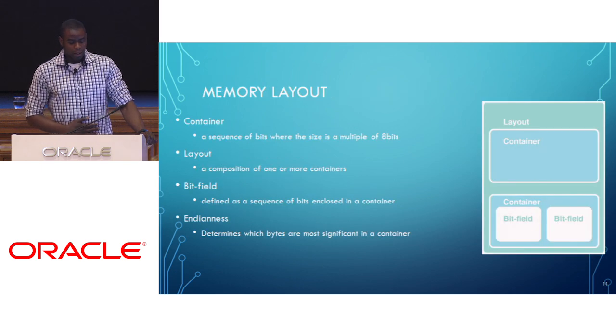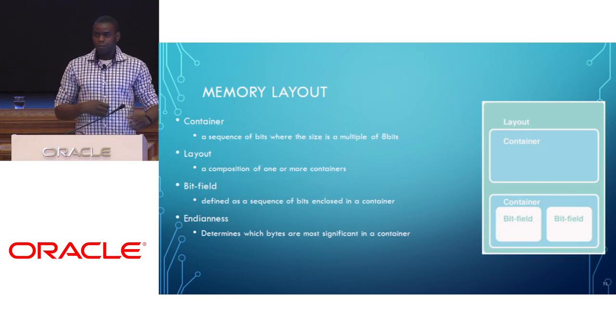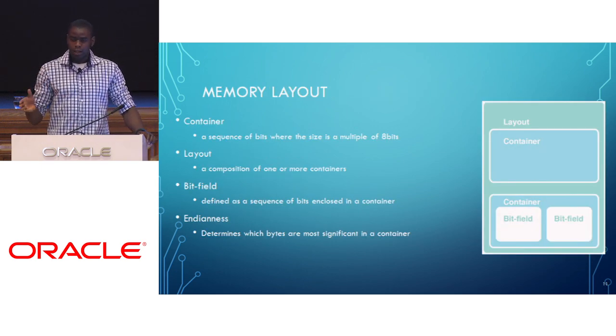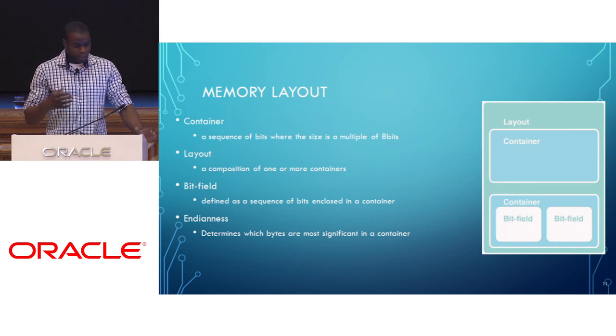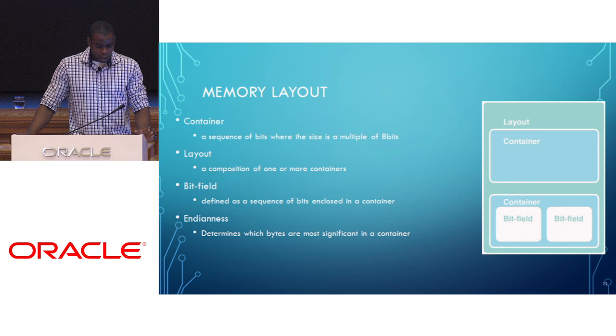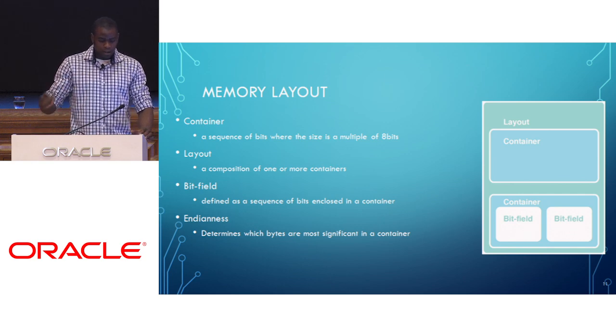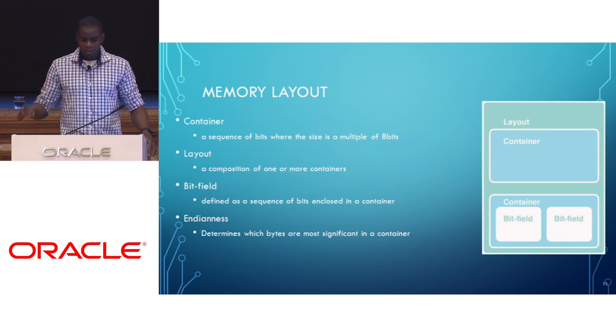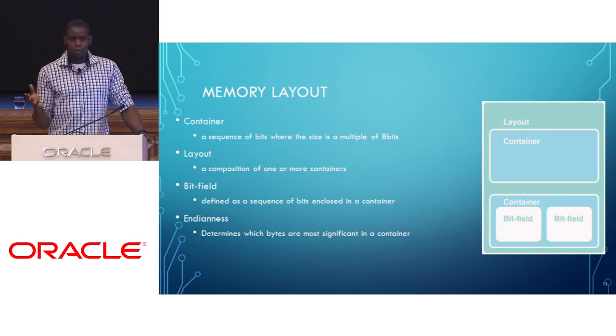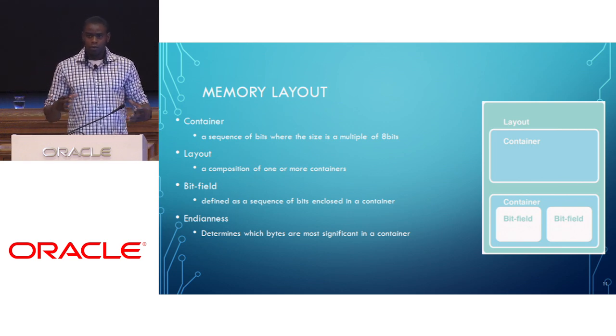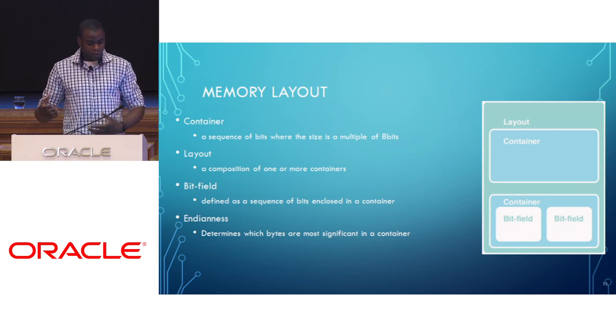So in terms of memory layout, I think it's clear that being able to describe where the data is is very important. So to this end, we came up with some concepts to facilitate this. The first is a container. It simply represents a sequence of bits whose size is a multiple of 8 bits. So very similar to a primitive. And when you put these together, when you have a composition of these containers, you have a layout.